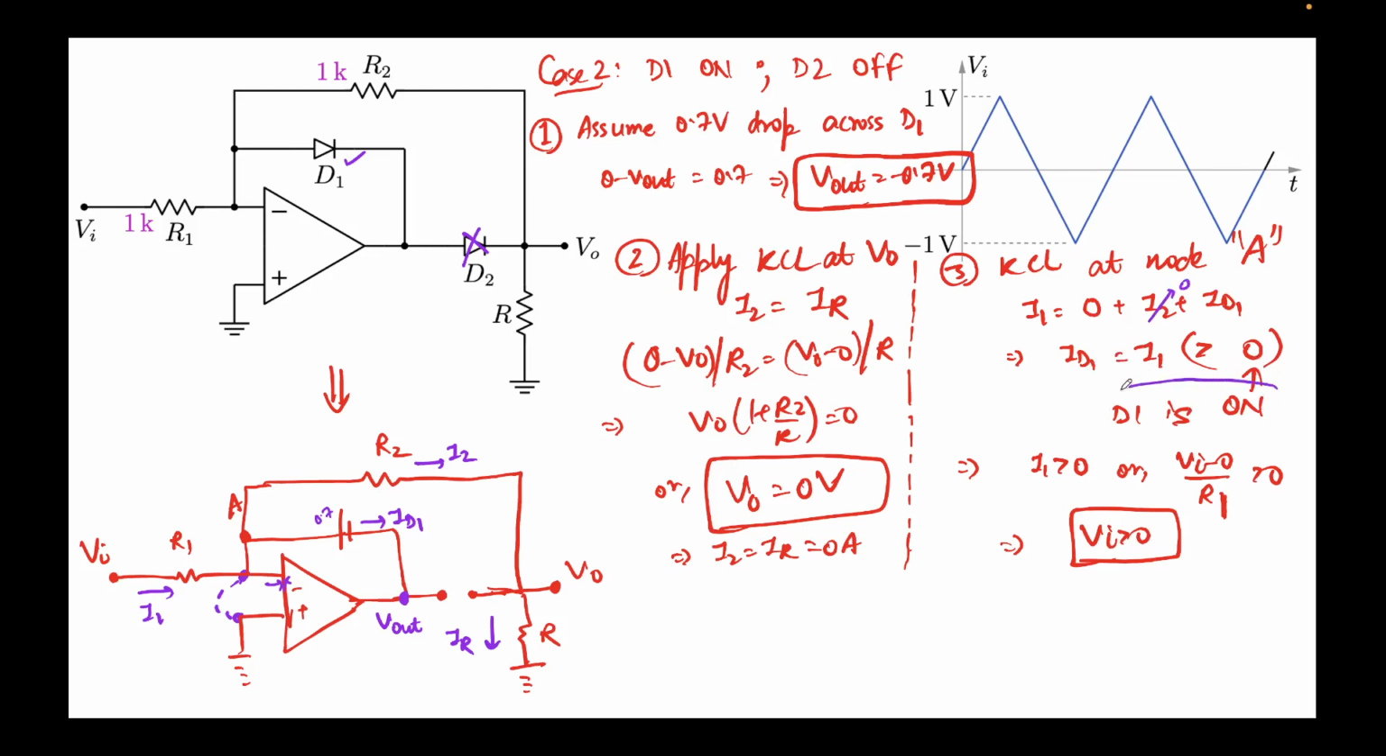Why? Because D1 is on. Remember, we have assumed D1 to be on. This entity should be positive. So ID1, which is I1, should be positive. Now what's the value of I1?